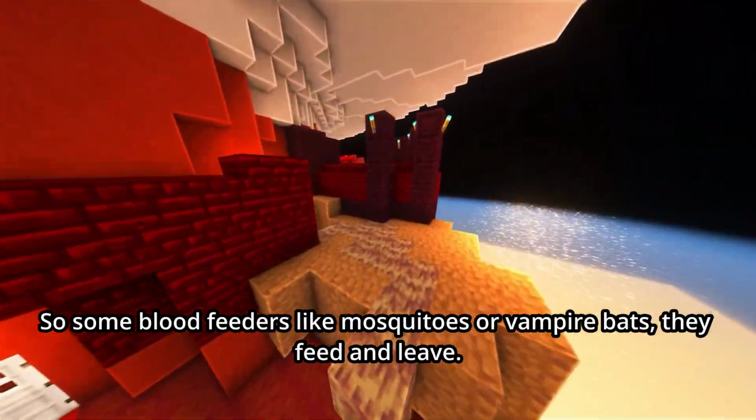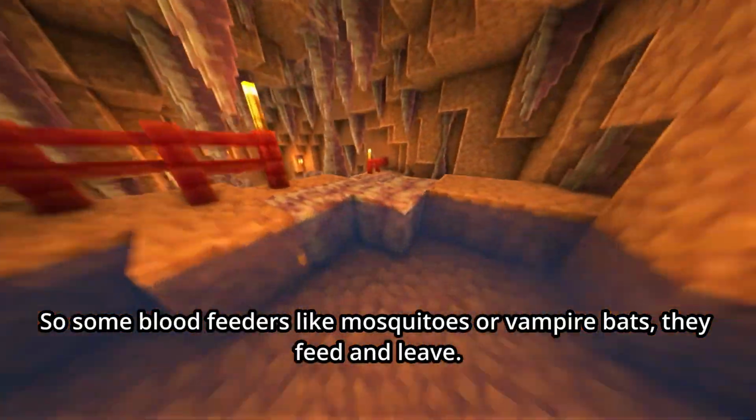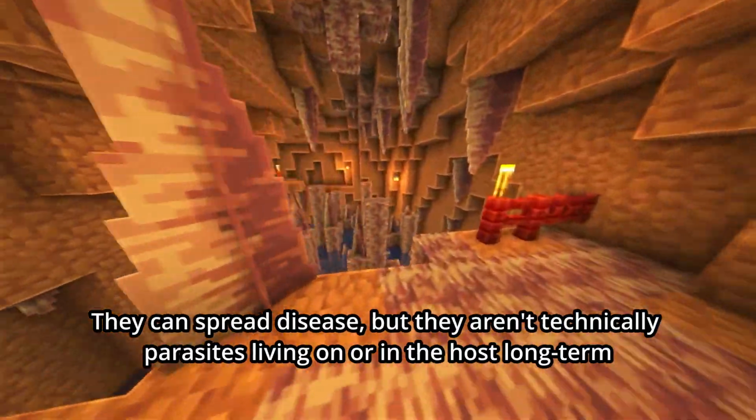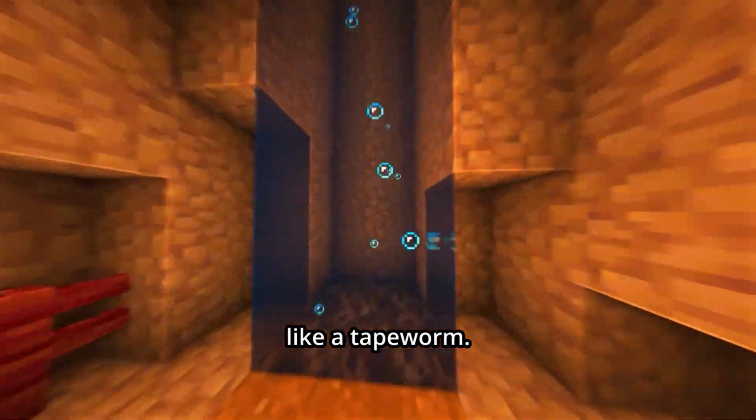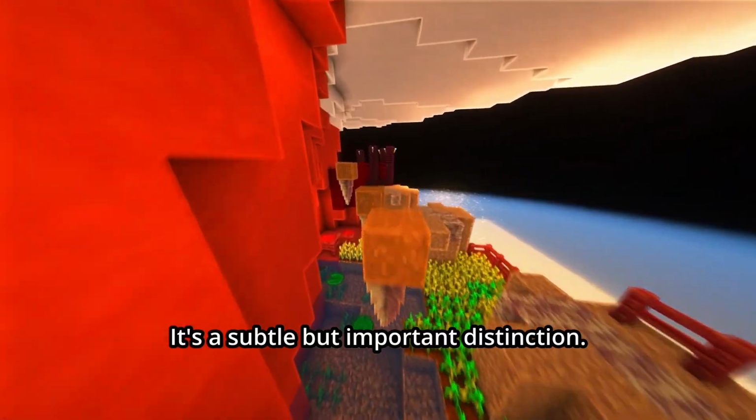So some blood feeders, like mosquitoes or vampire bats, they feed and leave, right? They can spread disease, but they aren't technically parasites living on or in the host long-term like a tapeworm. Exactly. It's a subtle but important distinction.